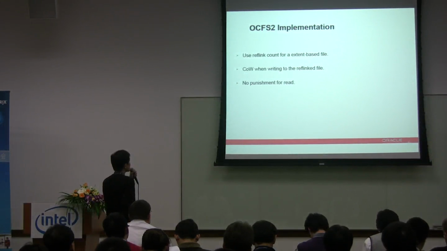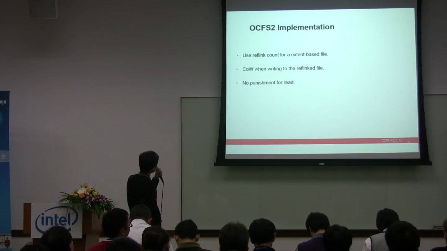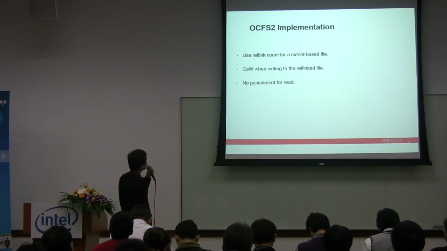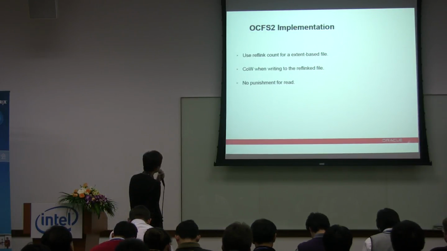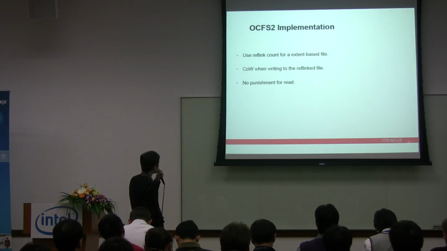So when you write to a Reflink file, you do copy on write. As you know, copy on write is very common in the Linux kernel, such as for pages. This time we use it for files. And the third benefit is there's no penalty for readers. We use extent-based files, so for reads, they are the same extents, just with different flags. So reading is normal and the same as a non-Reflink file.